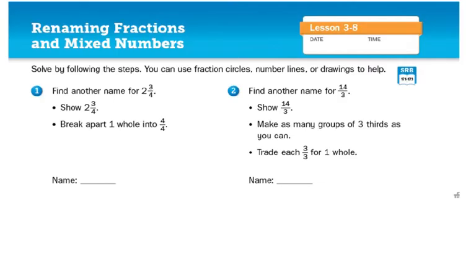Let's go ahead and move on to journal page 90. Journal page 90, renaming fractions and mixed numbers. Solve by following the steps. You can use fraction circles, number lines, or drawings to help you. So let's go ahead and draw 2 circles and then 3/4.